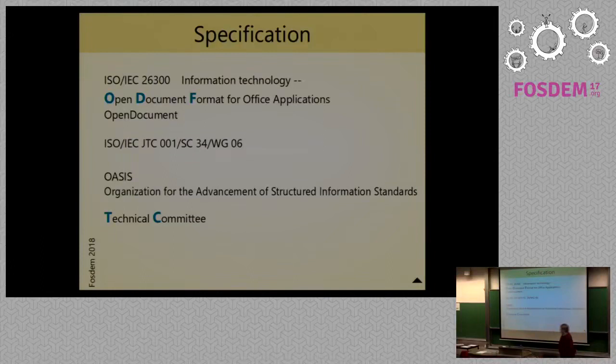Although the standard is under the responsibility of ISO, actual development and maintenance is done by OASIS. OASIS is a non-profit consortium with membership of over 600 organizations and individuals. The participants work in currently 64 technical committees, and one of them is a project OASIS Open Document Format for Office Applications, or short Open Document.